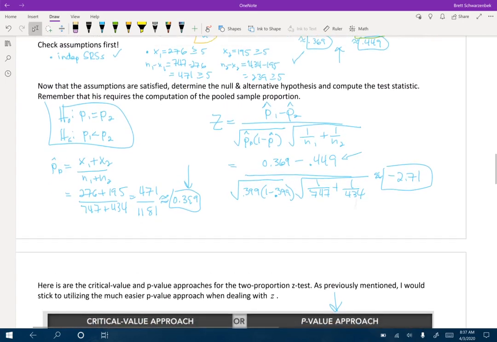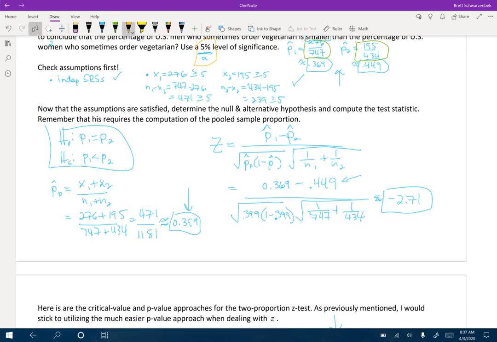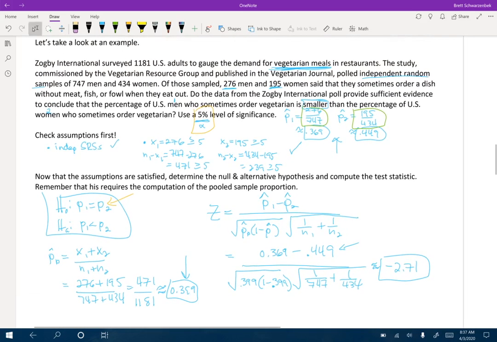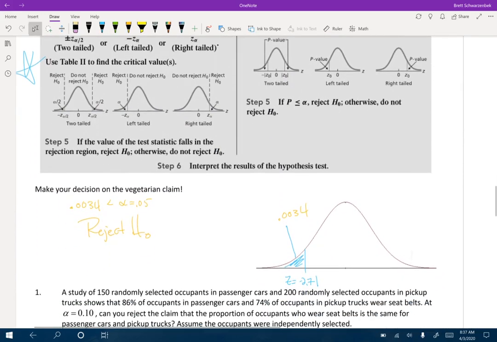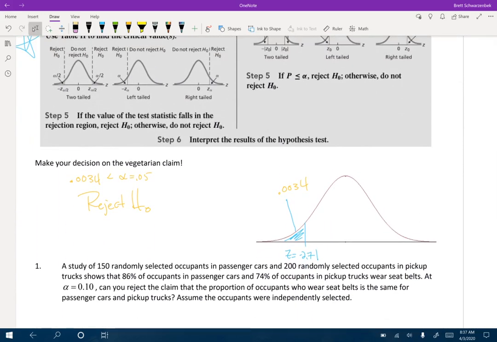But what does that mean exactly? They rejected H naught, which means they're saying for sure that men order vegetarian less than women do. So that's the result of the test, at least for this scenario. And as a side note, if we want to find this p-value using the calculator, we can do normalcdf of negative 1e99 to negative 2.71 with 0, 1, because we're dealing with a standard normal distribution. So we can do the same calculation to find that p-value.